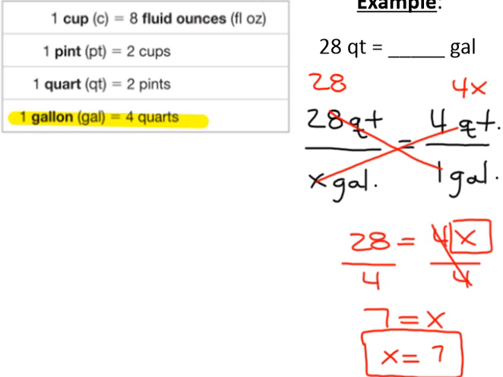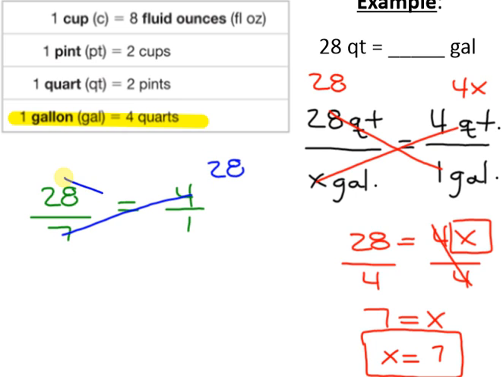And then let's check our proportion. So 28 over 7 equals 4 over 1. 7 times 4 is 28, and 28 times 1 is also 28. So that checks out. So 28 quarts equals 7 gallons.